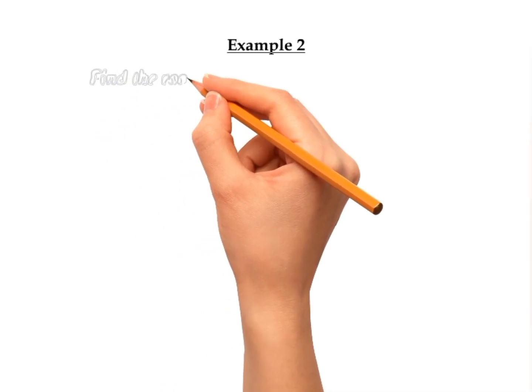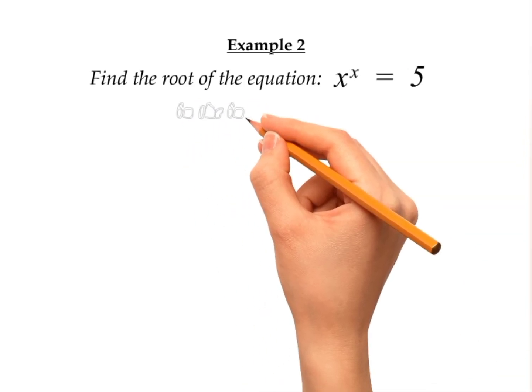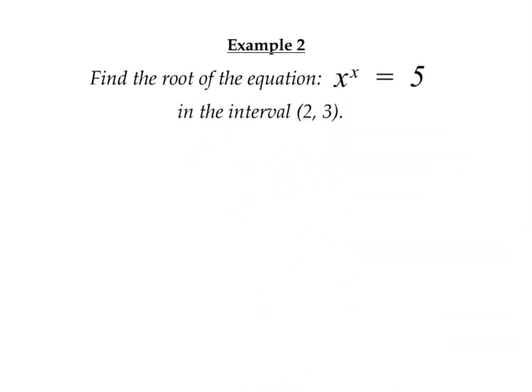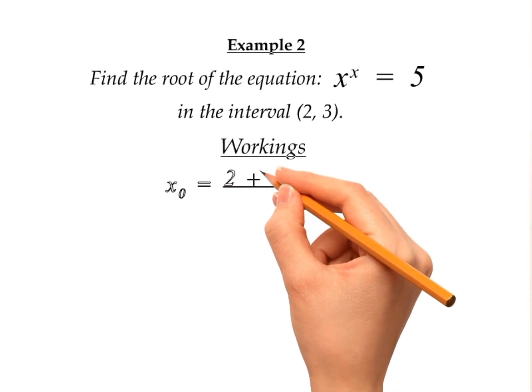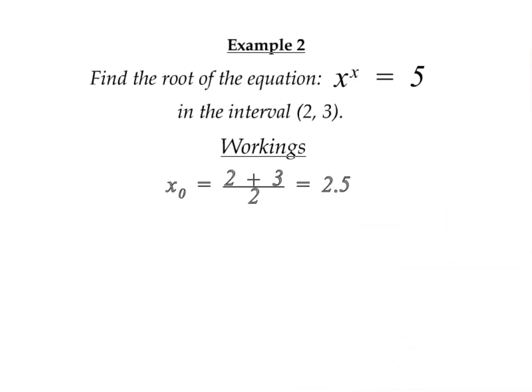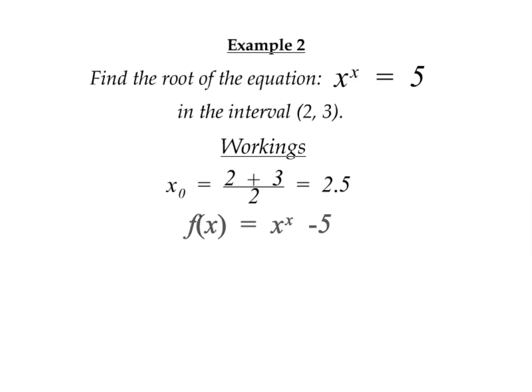One more example before we wrap it up. Find the root of the equation x raised to power x equals 5 between 2 and 3. We start by writing out the information we will need. x naught is (2 plus 3) over 2, or 2.5. The function f is x raised to power x minus 5.